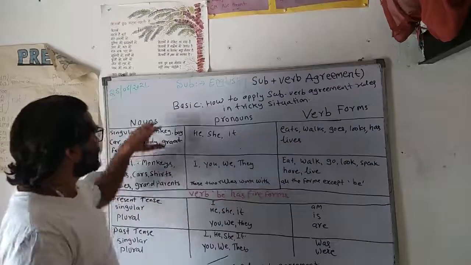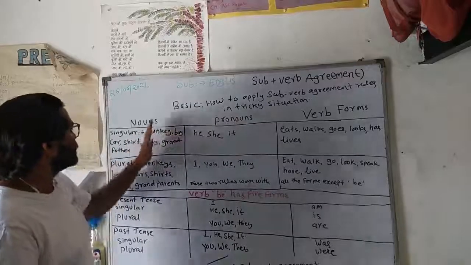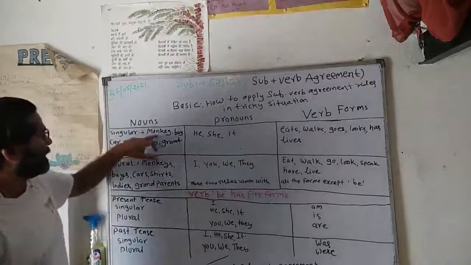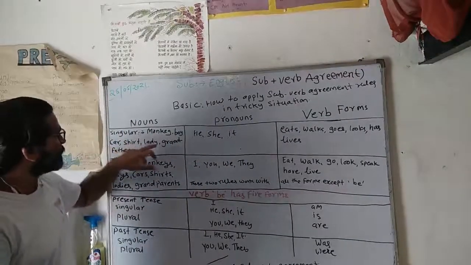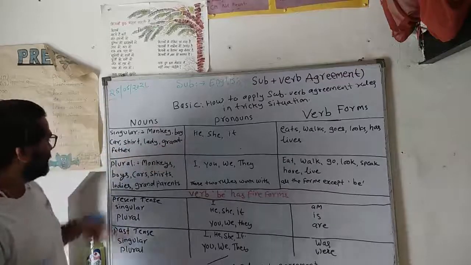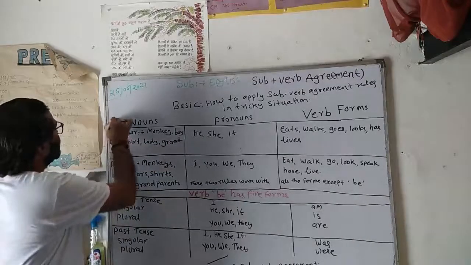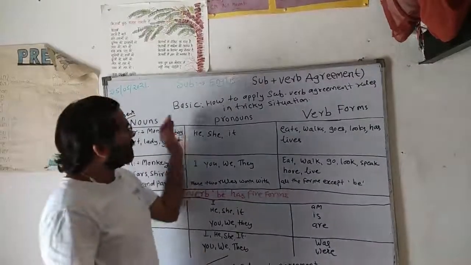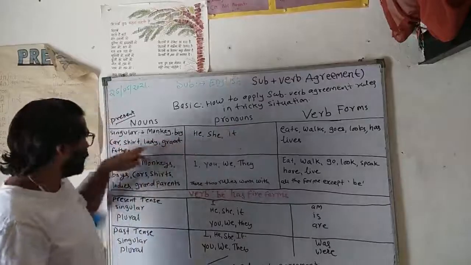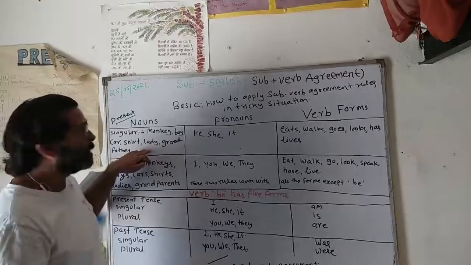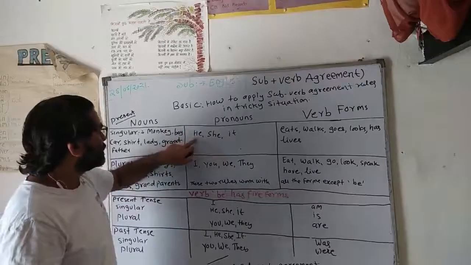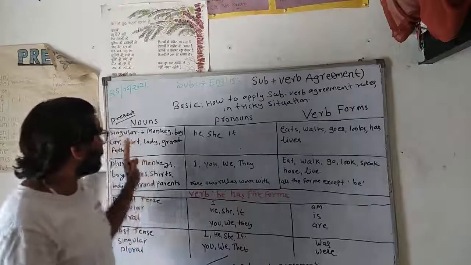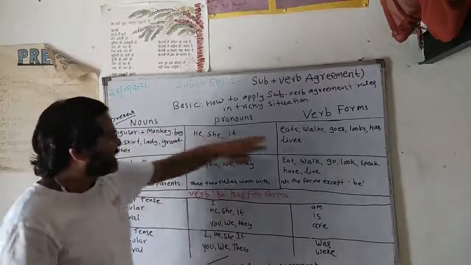So here is the basic thing we are going to start with: nouns, pronouns, and verb forms. For example, there are singular nouns: monkey, boy, car, shirt, lady, grandfather, and this is present tense. In present tense, how do we apply subject-verb agreement? For all of these singular nouns, we will use singular pronouns, which are he, she, and it. So for example, if we make a sentence: monkey eats.